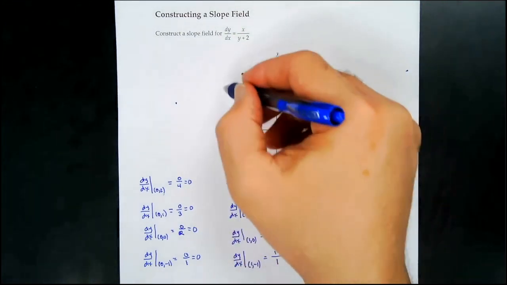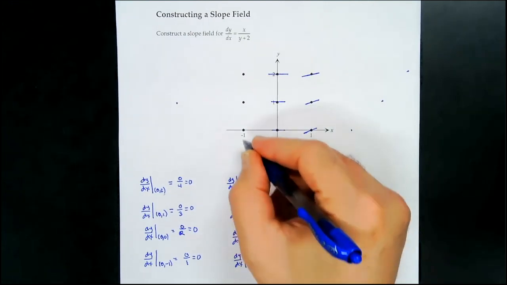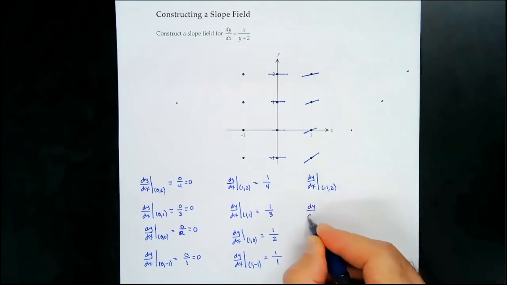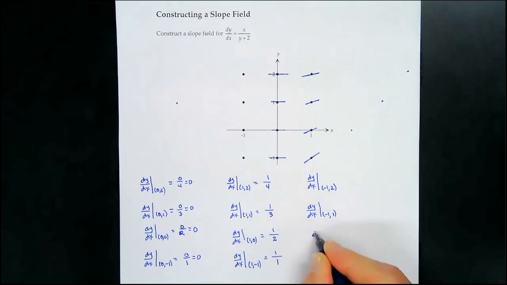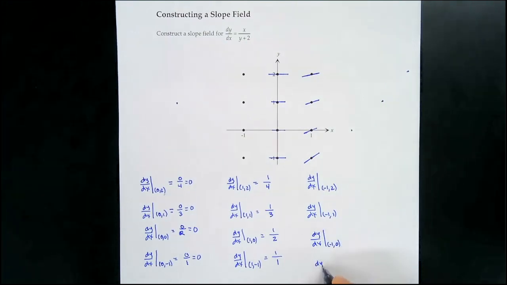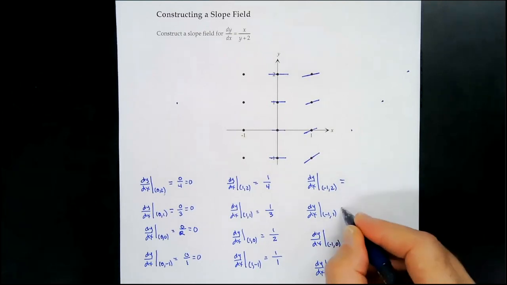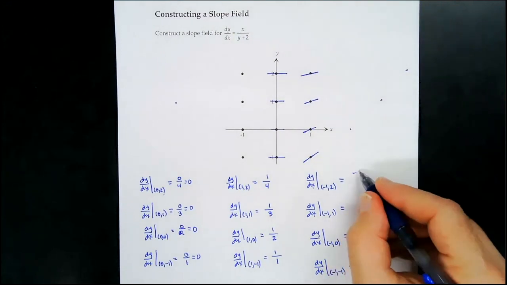So then we do the same thing over here. dy over dx at the point (-1, 2), dy over dx at the point (-1, 1), dy over dx at the point (-1, 0), and then dy over dx at the point (-1, -1). So what do I know about all of these? All of these, the numerator, because the numerator is x, is just going to be -1.